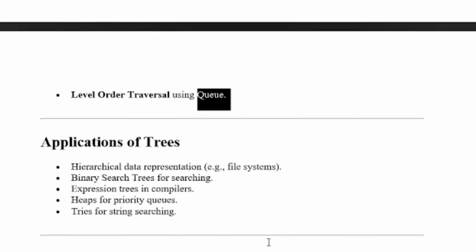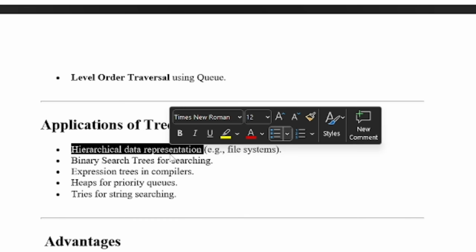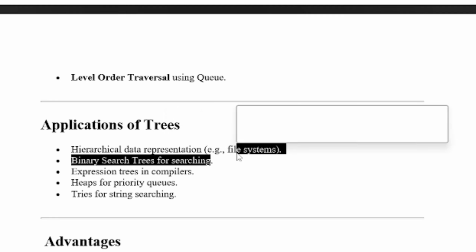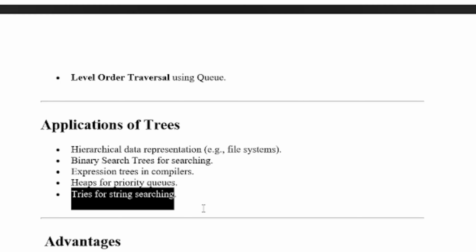Now come to the applications of tree. Hierarchical data representation in the tree, for example the file system. Binary search tree for searching. Expression trees in the compiler. Heap for the priority queue. Trees for string searches.